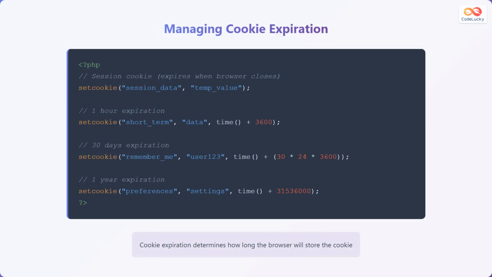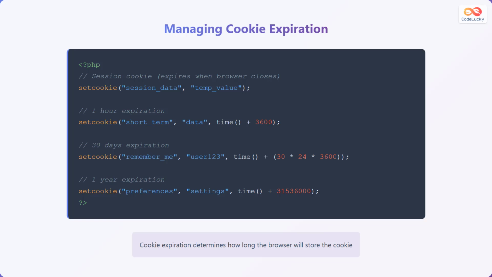Cookie expiration determines how long the browser will store the cookie. A session cookie expires when the browser closes. Here's how to create a session cookie using the setcookie function. The first argument is the name of the cookie, in this case session_data, and the second argument is the value of the cookie, in this case temp_value.